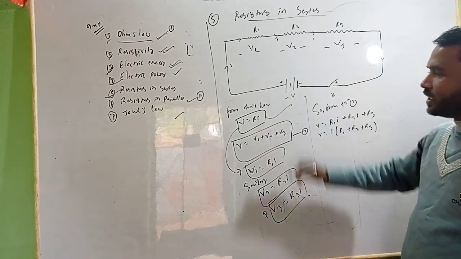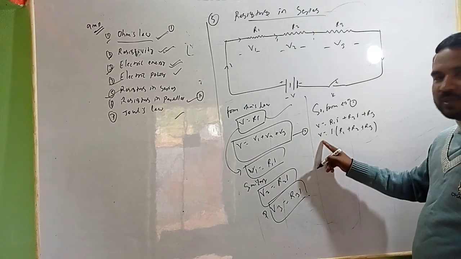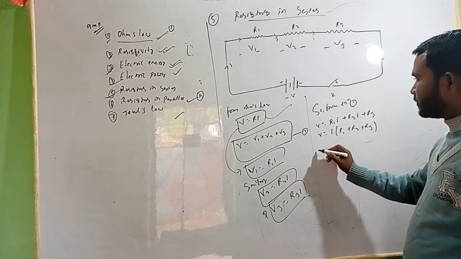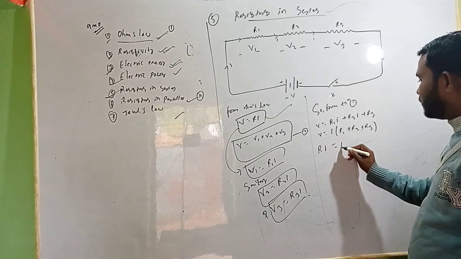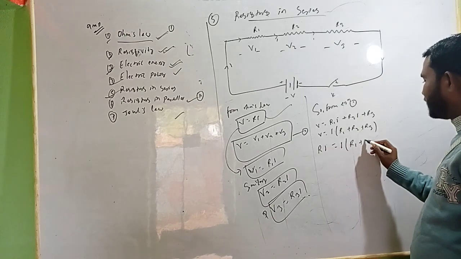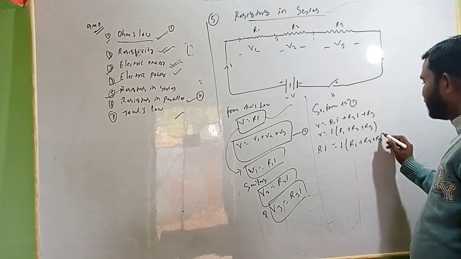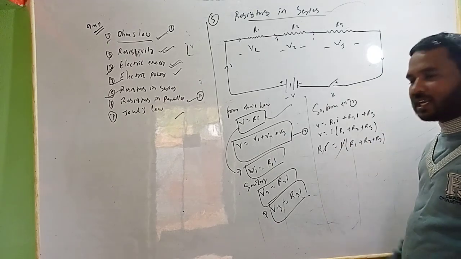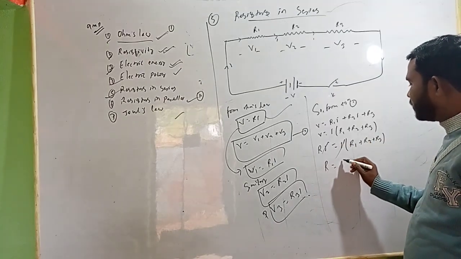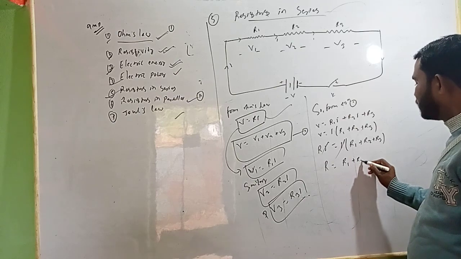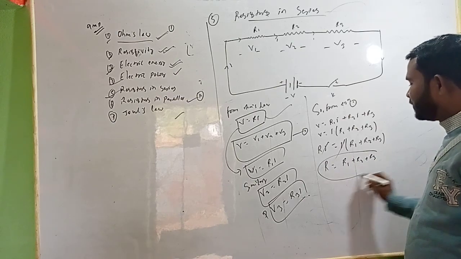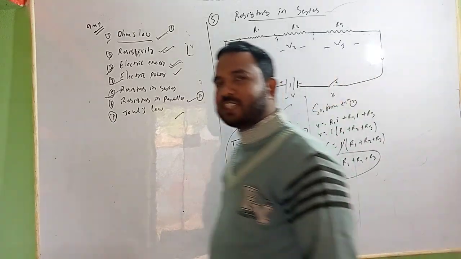But you know that according to Ohm's law, V is equal to Ri. Here you can substitute, no? Oh, very good. So you will write here Ri is equal to I into (R1 plus R2 plus R3). This I and I will cancel out. So you have R is equal to R1 plus R2 plus R3. So this will be the required expression.